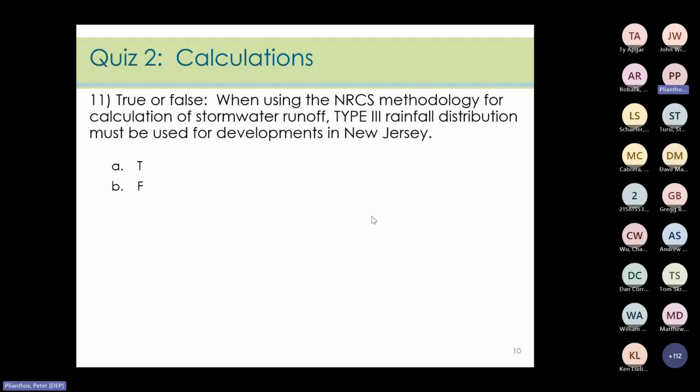Number 11, true or false? When using the NRCS methodology for calculation of stormwater runoff, the Type 3 rainfall distribution must be used for developments in New Jersey. The answer is false. As we went over in the calculations presentation, NOAA C or D distributions must be used, not the Type 3.